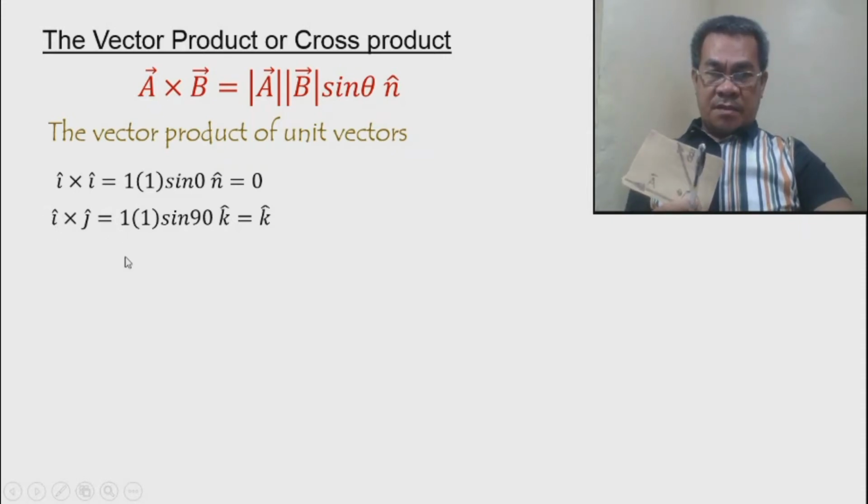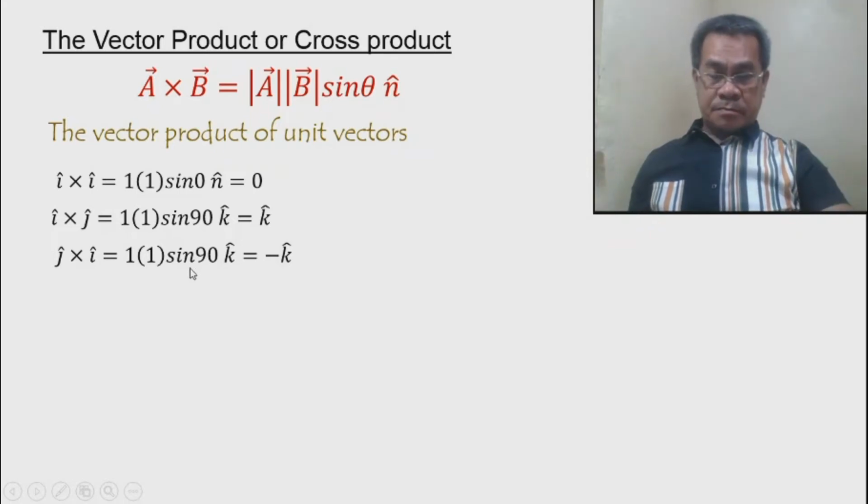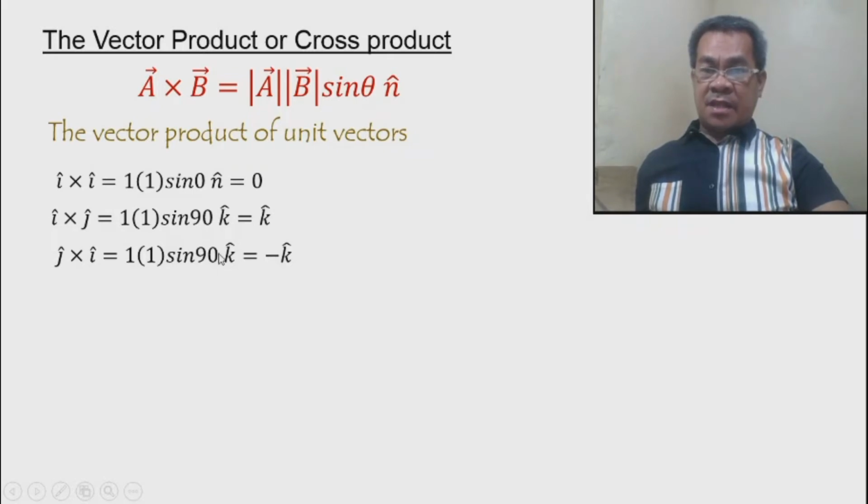Okay? Now, if we reverse it, J cross I. So, state the formula, 1 times 1. The angle is the same. Okay? But take note that this K is a negative value, so this must be negative. Let's check this one, or correct this one. This is negative K.